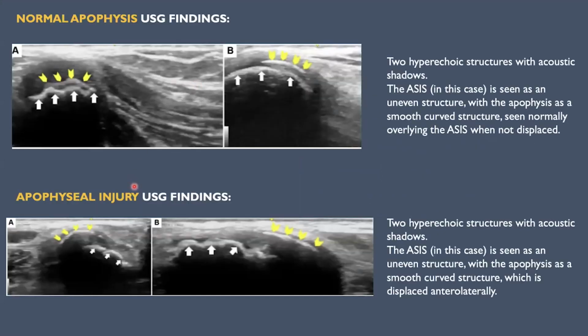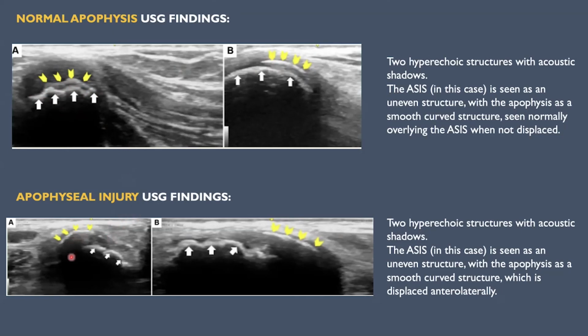Coming to the ultrasound findings of normal apophysis and apophyseal injury, as we saw in the case that I showed, the normal apophysis appears as a smooth curvilinear echogenic structure with an underlying subchondral plate and minimal distance between the two. So we do not see any hypoechogenic soft tissue here. We see a smooth appearance of the apophysis. Important to remember that the underlying subchondral plate normally also shows some irregularity, so it should not be mistaken for abnormality. But as we saw in the case, the abnormal apophysis appears much more irregular because of traction injury.